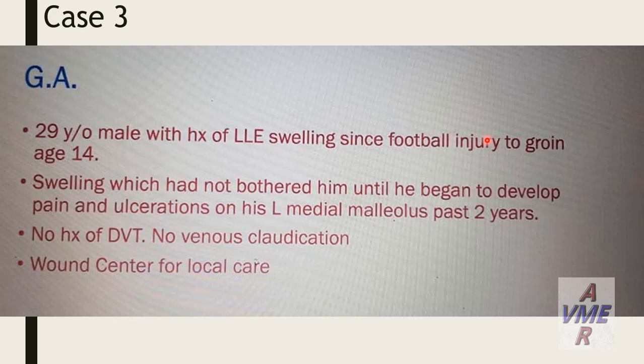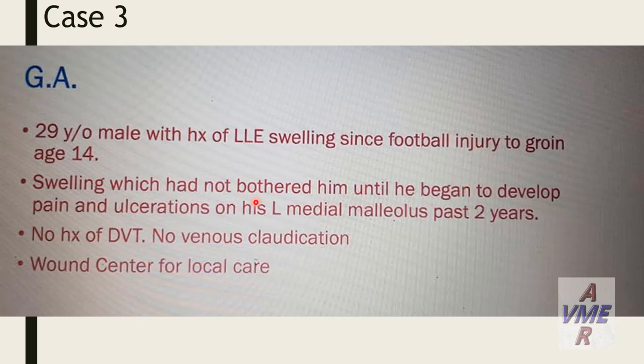Third case, it is from American Venous Forum lectures. An 89-year-old male with history of lower limb edema and swelling since a football injury to the groin at age of 14. The swelling hadn't bothered him until he began to develop pain and an ulcer on his left medial malleolus in the past 2 years. No history of DVT, no venous claudication, wound center for local care.